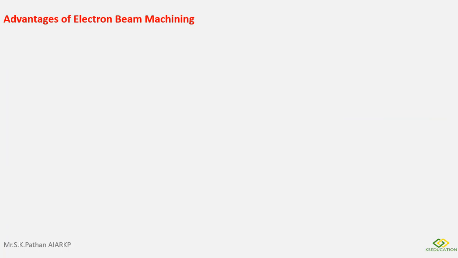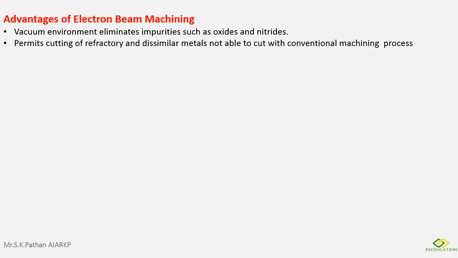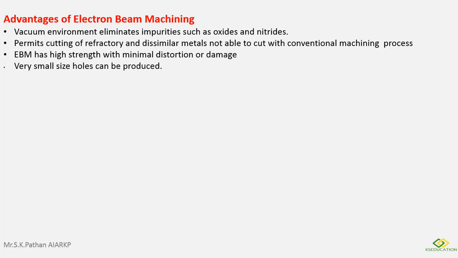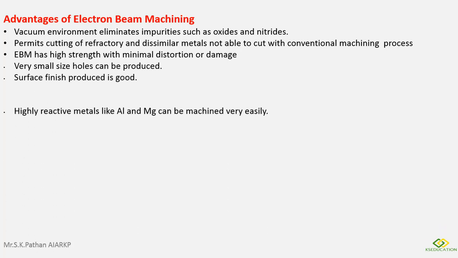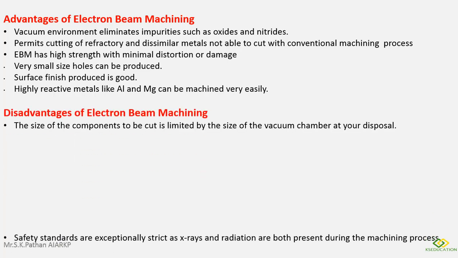Advantages of electron beam machining. The vacuum environment eliminates impurities such as oxides and nitrides. It permits cutting of refractory and dissimilar metals that are not able to be cut with conventional machining processes. EBM has high strength with minimum distortion or damage. Very small size holes can be produced. The surface finish produced is good. A great advantage of this EBM machine is that highly reactive metals like aluminum and magnesium can be machined very easily, which is not possible in the case of laser machining.